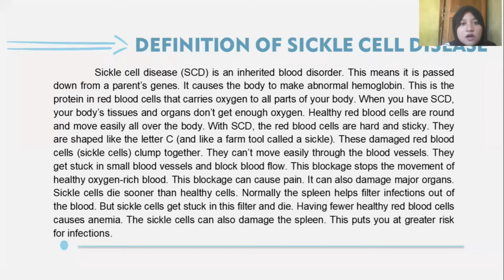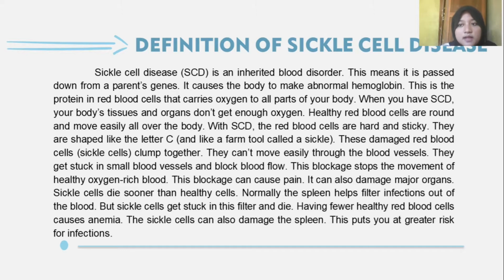Sickle cell disease or SCD is an inherited blood disorder. This means it is passed down from a parent's genes. It causes the body to make abnormal hemoglobin. This is the protein in red blood cells that carries oxygen to all parts of your body. When you have SCD, your body tissues and organs don't get enough oxygen.